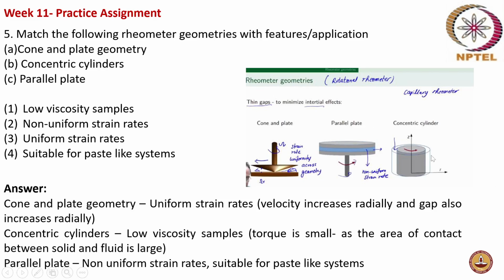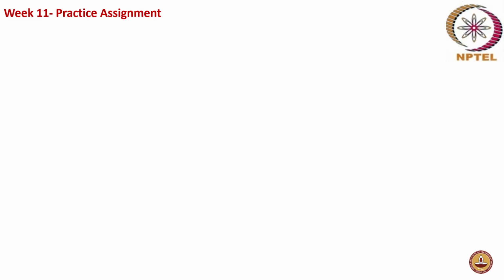And in concentric cylinders, you have a large contact area across this entire portion of the cylinder, between these two cylinders, this annular space. So there is a large space. Since the torque associated with a low viscosity sample is very small, the area of contact is required to be large in order to measure the viscosities. That is why concentric cylinder geometries are used.